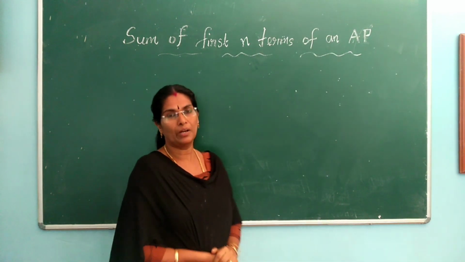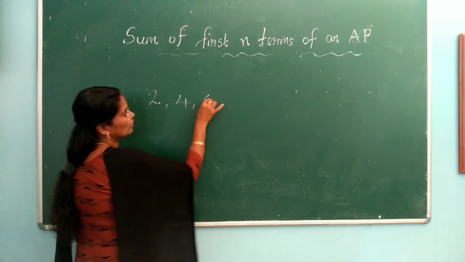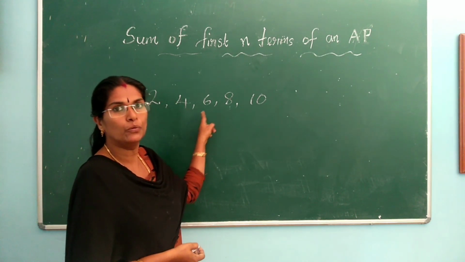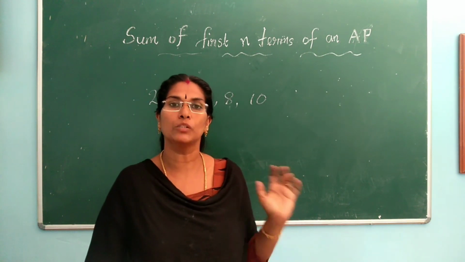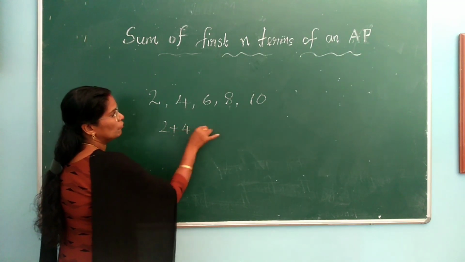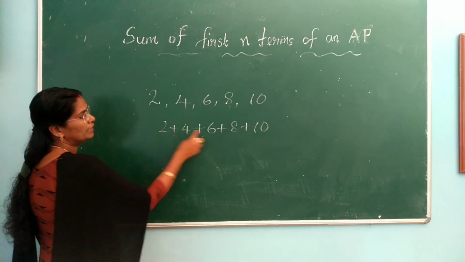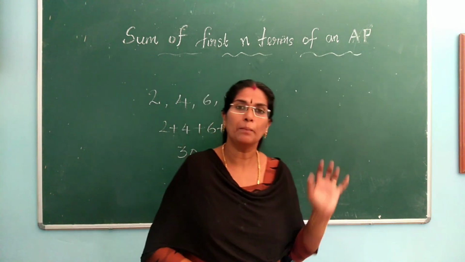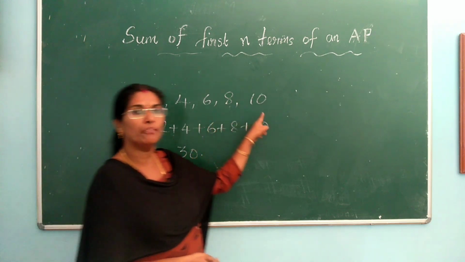For this you have to consider one example of an AP: 2, 4, 6, 8, 10. We have to find the sum of all these terms. So we are adding this, that is 2 plus 4 plus 6 plus 8 plus 10. 10 plus 10, 20, 20 plus 10. Answer is 30. Here the number of terms are very less, 1, 2, 3, 4, 5.